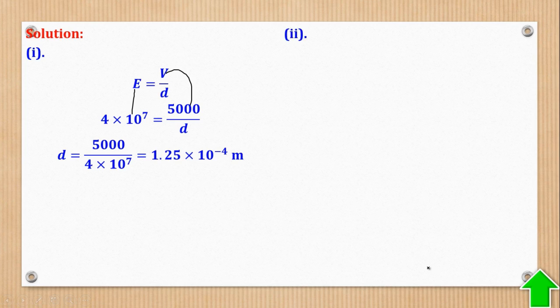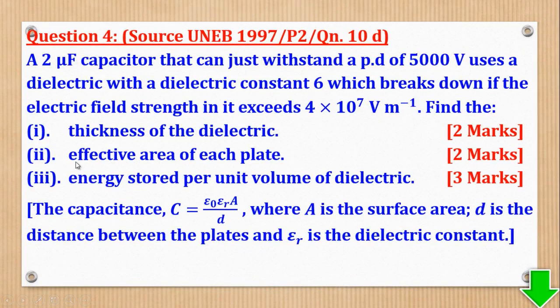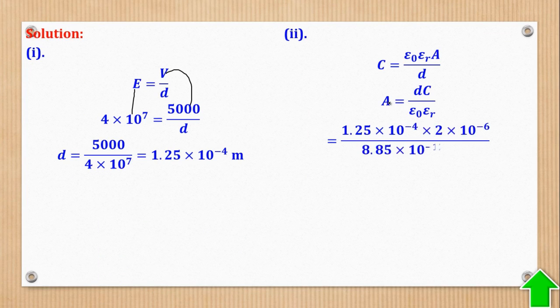Then Roman 2, effective area of each plate. So you know that capacitance is given by that formula, so we shall come and make A the subject, then substitute, and then use a calculator to get the area they wanted.